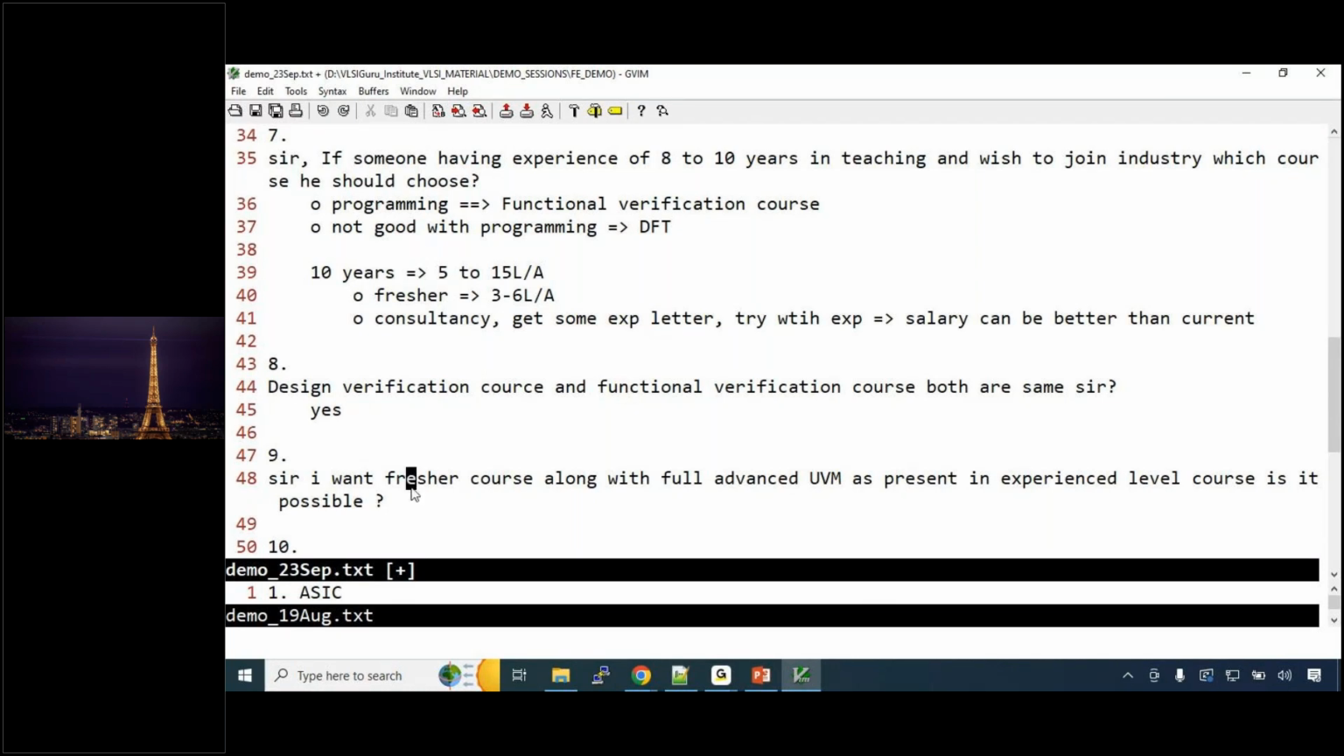I want the fresher course along with full advanced UVM. Is it possible? Yes, possible. You just have to pay. You go for the VLSI fresher course plus the advanced UVM topics. The cost will be a little higher because of the advanced UVM topics. You can do that.